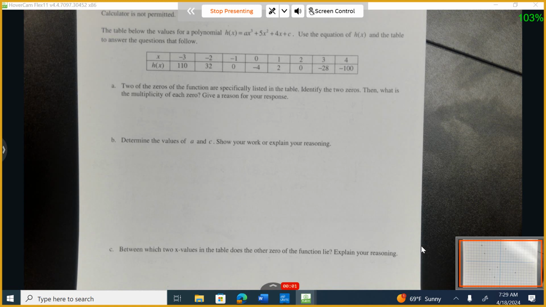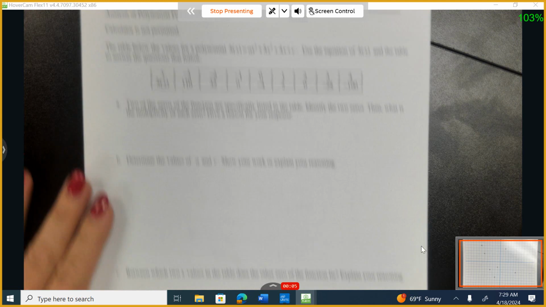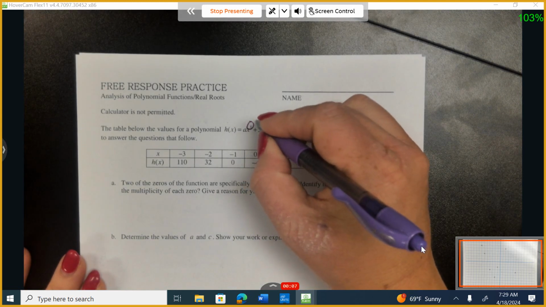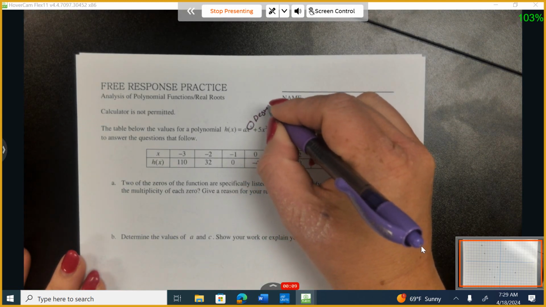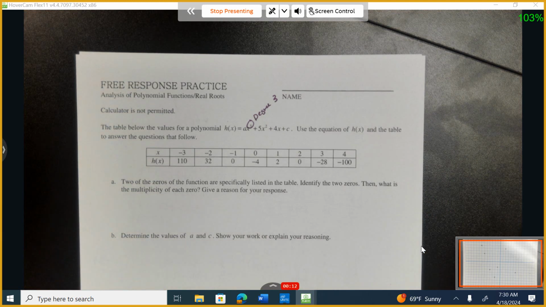Hopefully what we just talked about will help you as we go through this one. I think the complexity of this one is a little bit harder. Come up here, please. We're going to circle this, and this is a degree 3. This is a degree 3. That means at most, I can have 3 real solutions, 3 zeros.